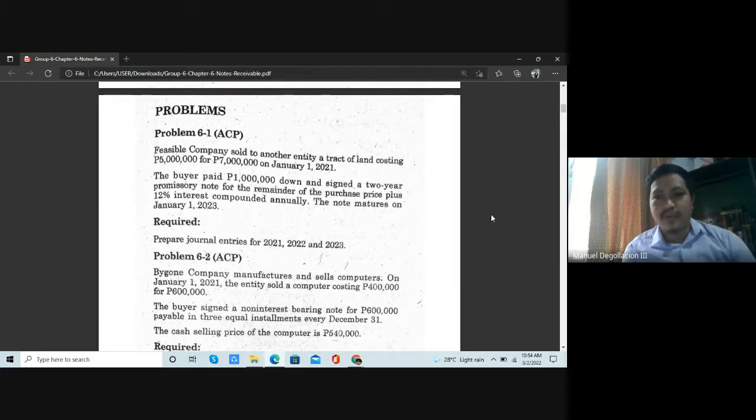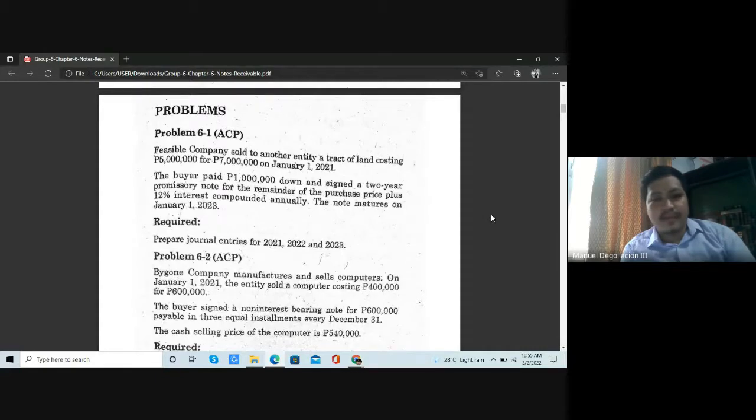Why is it only 1 million? Because in the next 12 months, we only expect to collect 1 million. Why do we report the remaining 4 million as a non-current asset? Because the 4 million will be collected beyond 12 months from the reporting date. So that is what will normally happen if we're dealing with notes receivable that is to be paid in installments. The closest installment will be reported as a current asset, while the remaining installments will be reported as a non-current asset.